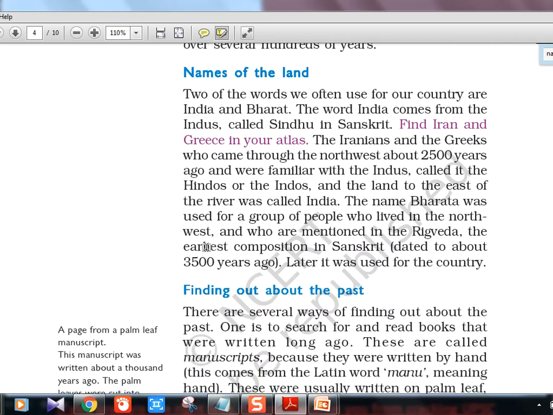Now the name. In our Constitution also, it is told India and Bharat. There is no term like Hindustan. So you should know such basic things. And how did these names emerge?